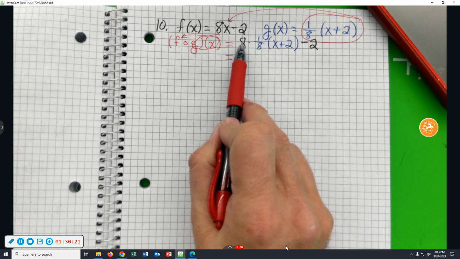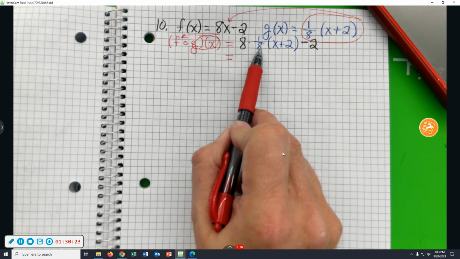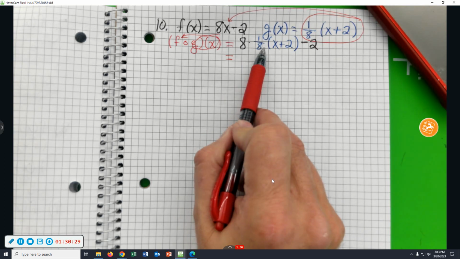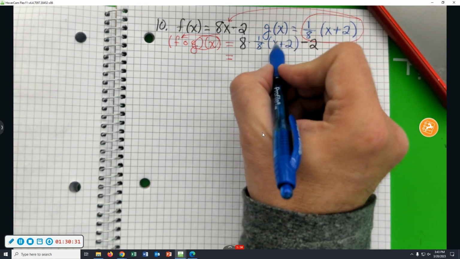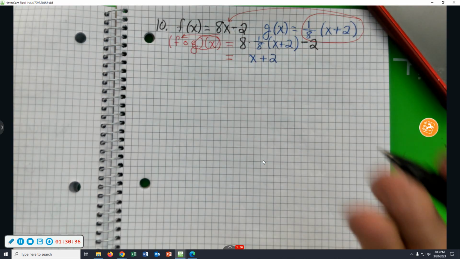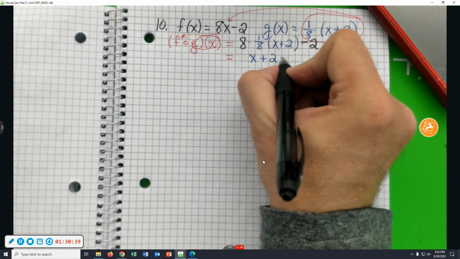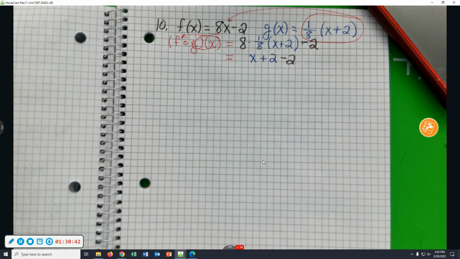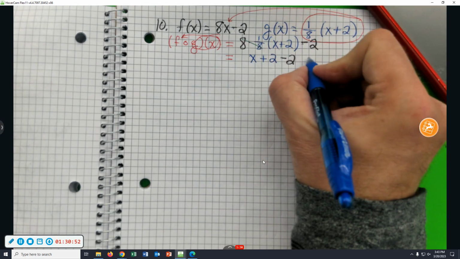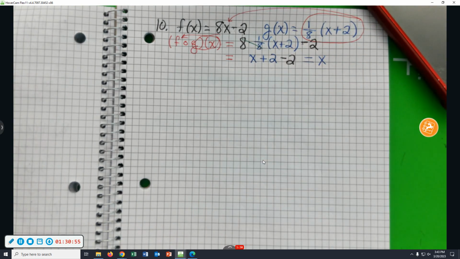What's going to happen with this 8 times 1/8? All you have is just a 1 to distribute. The 8's cancel. You distribute a 1, that just gives you an X plus 2. We have the blue X plus 2, and we still have this black minus 2 here. Let me mark out those 8s to make sure it's clear. Those cancel out, we're left with just a 1. We just get an X.